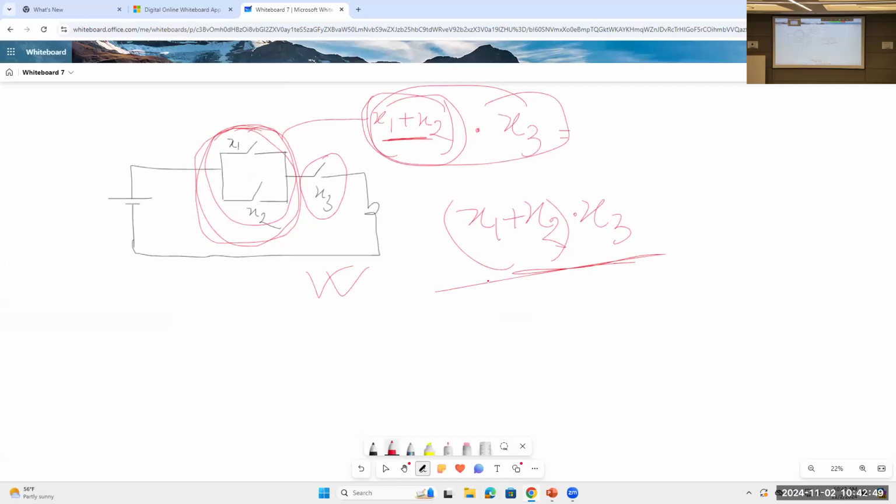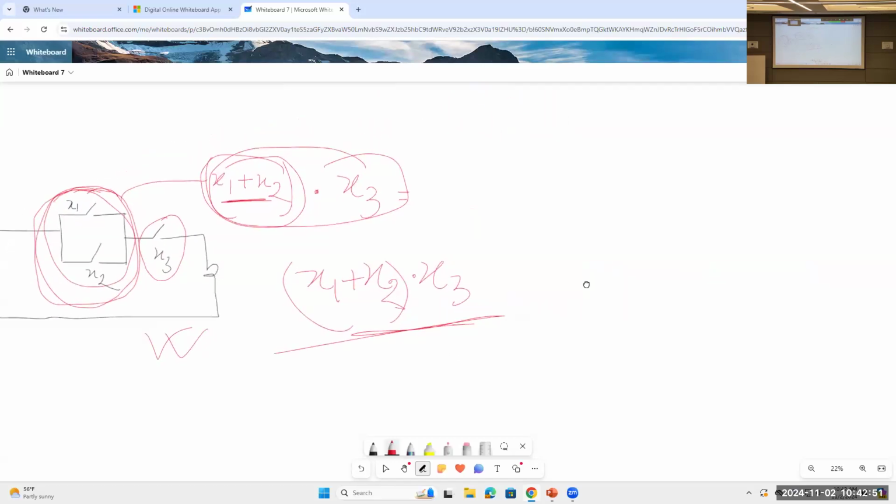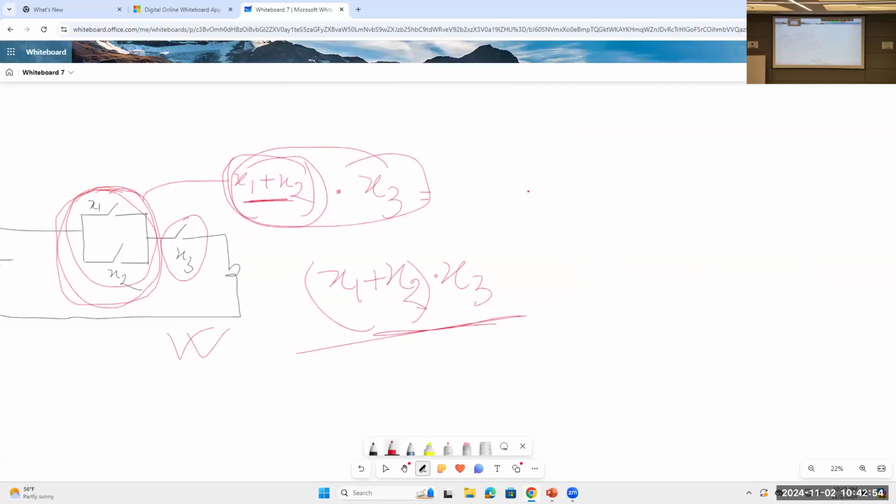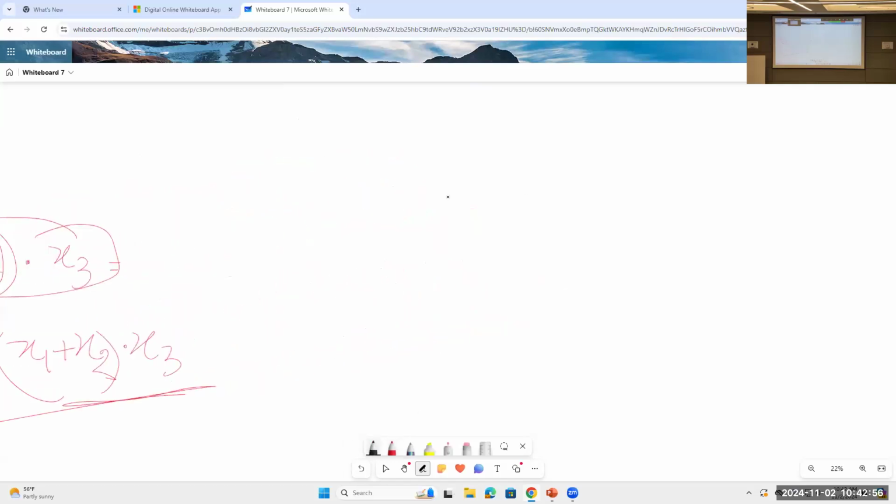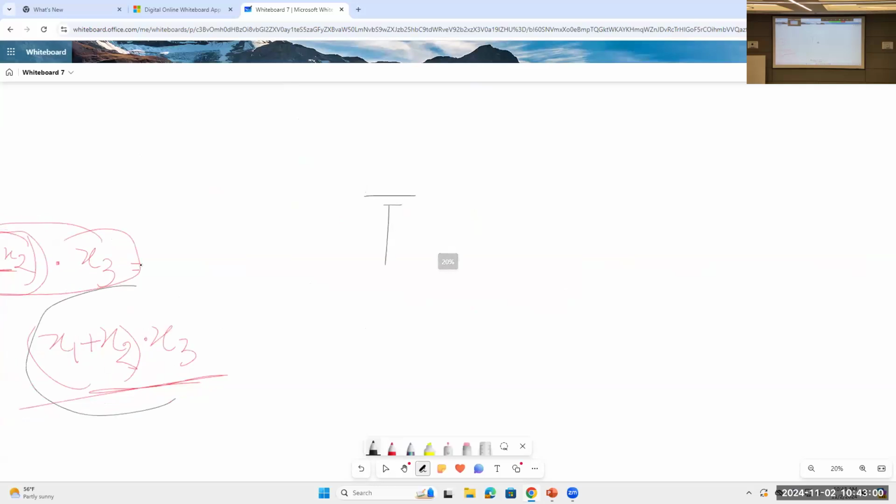Let's do a classwork maybe. I am drawing a random circuit, and you have to write the function, like this function. Okay, let's do it.